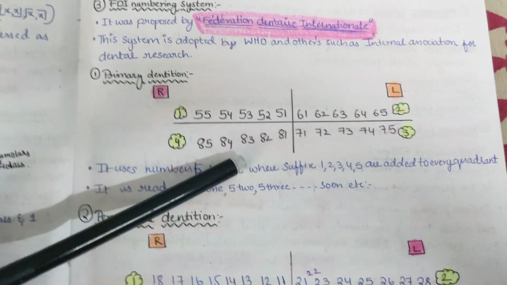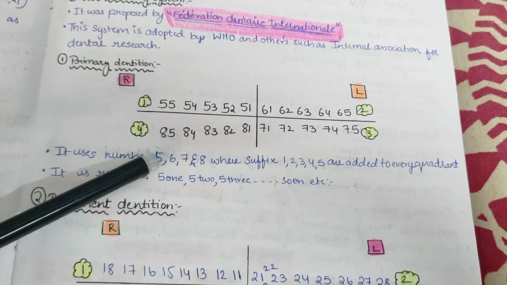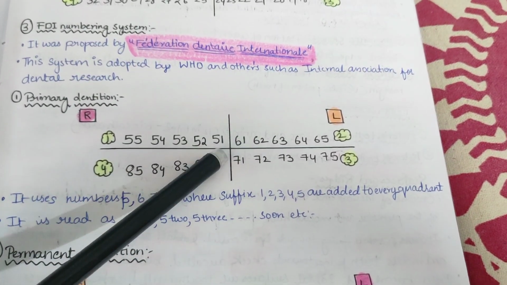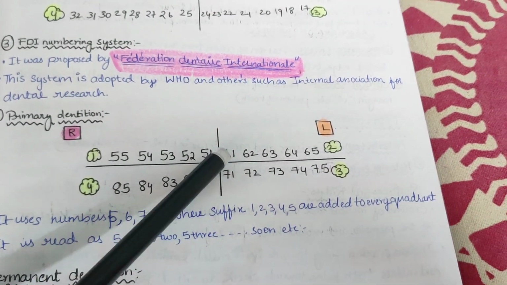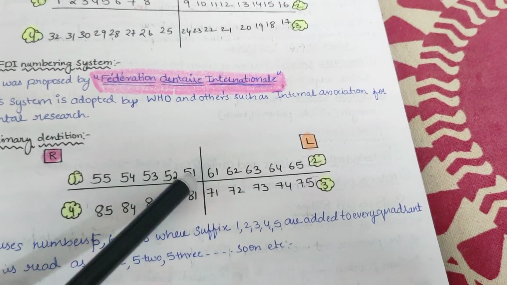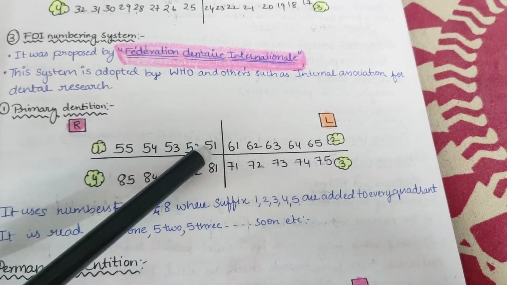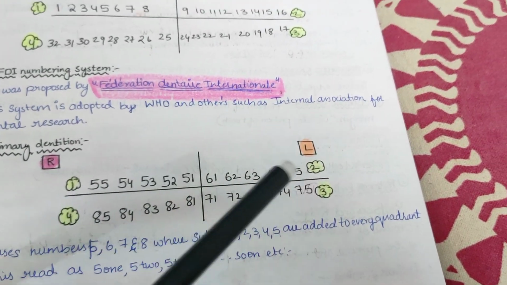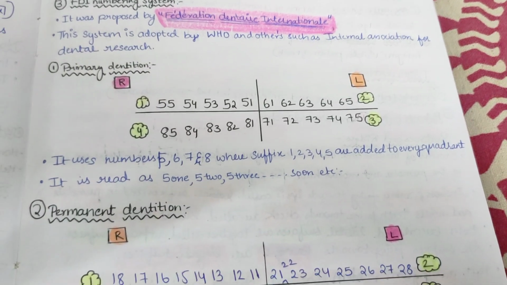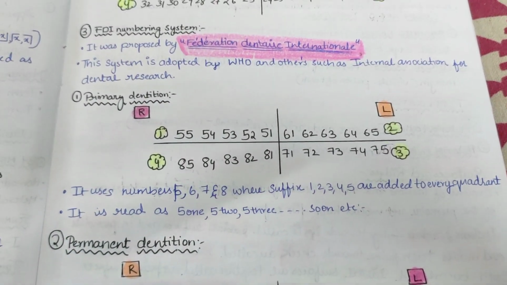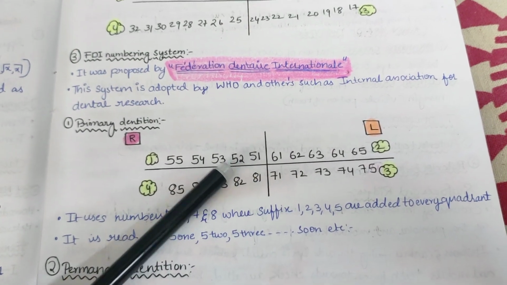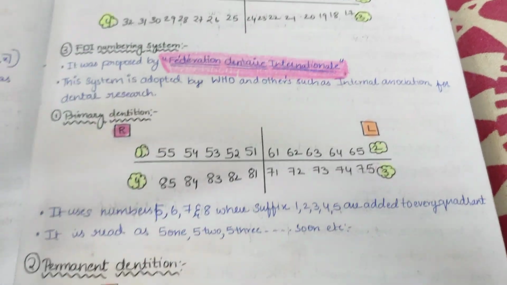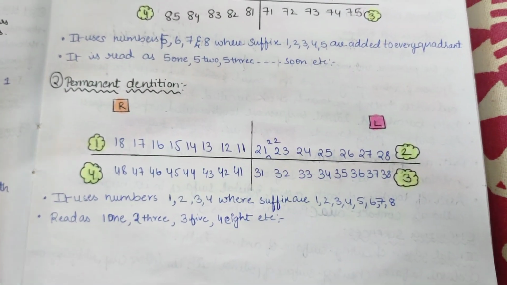So the first is primary dentition. Here we use the numbers 5, 6, 7, 8, where we add a suffix for every number, and the suffix is 1, 2, 3, 4, 5. We have to pronounce this as 5-1, 5-2, 5-3, not fifty-five or fifty-one. So 5-1, 5-2, 5-3, 6-1, 6-2, 7-1, 7-2, etc. Now if they ask questions like what is 5-1, we have to say right maxillary central incisor.